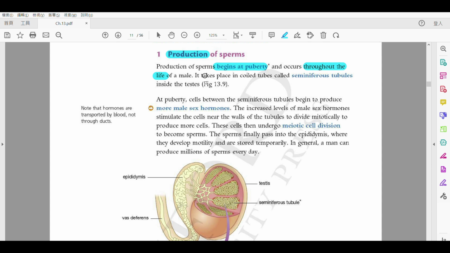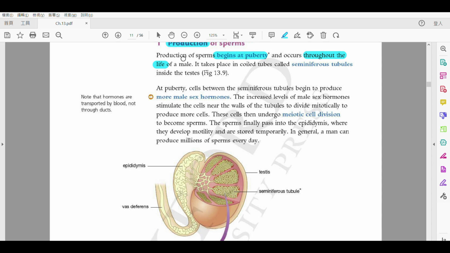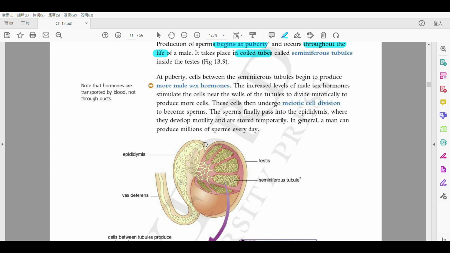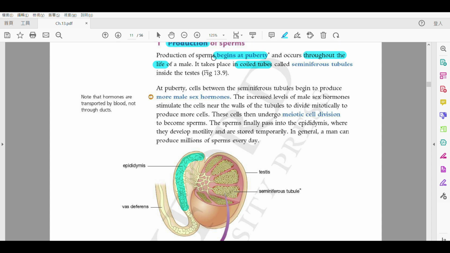It's throughout the whole life. We also talked about this before. Why are there coil tubes? There are two types of coil tubes. The first one you can see is the epididymis. The epididymis has some coil tubes. Earlier I asked you this question: why are they so coiled? Another thing is that this production of sperm is also happening in coil tubes, this group of coil tubes.